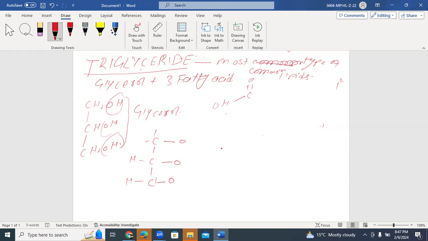So there will be the ester formation and removal. The hydroxyl group will be removed from the fatty acid, and the hydrogen will be removed from the glycerol. All three fatty acids will remove one hydroxyl, and overall three hydrogens will be removed from this glycerol. There would be three fatty acids that we are going to add here. So the condition would be like this.